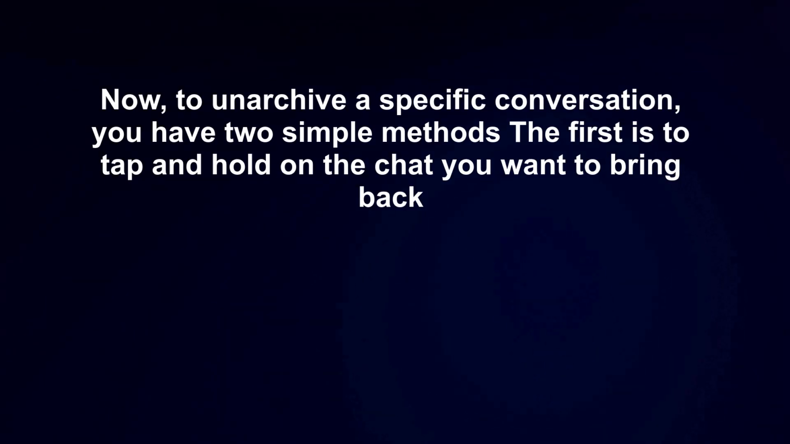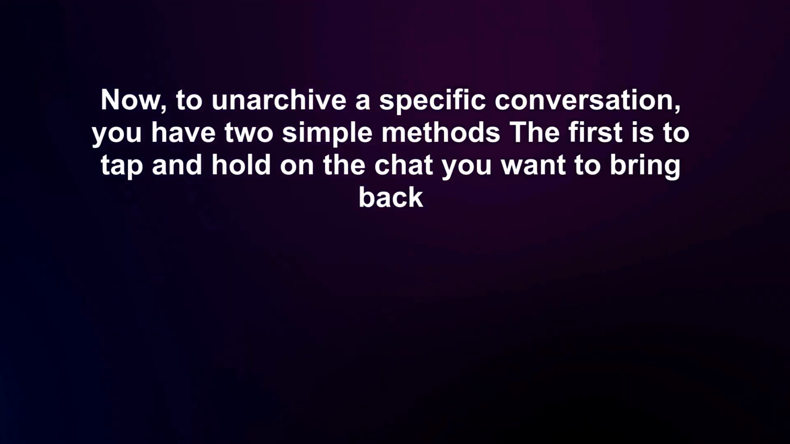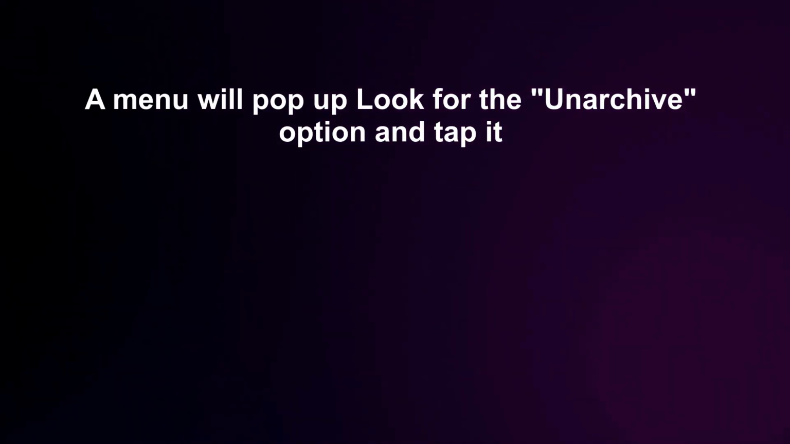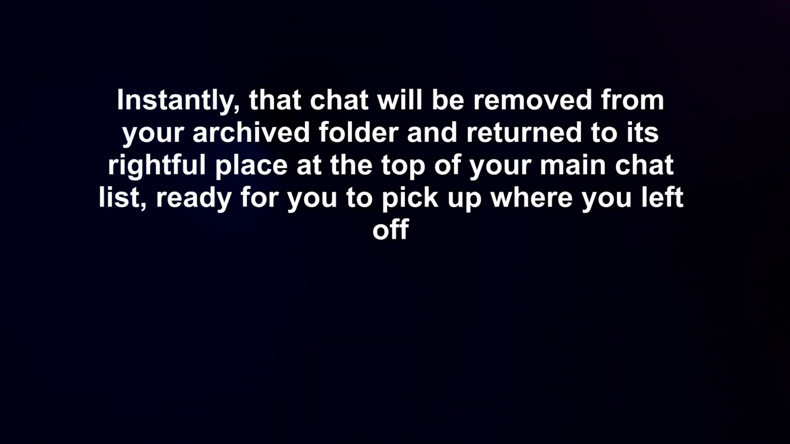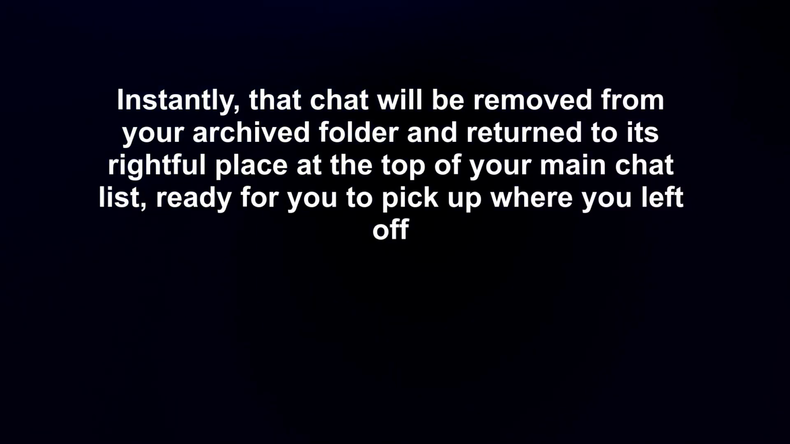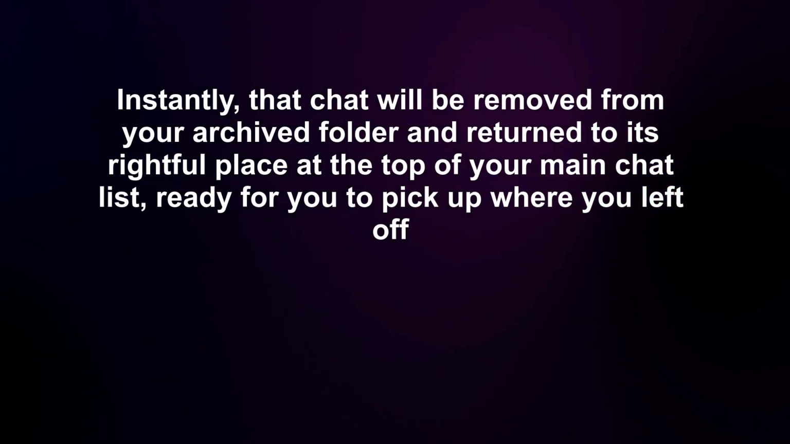Now, to unarchive a specific conversation, you have two simple methods. The first is to tap and hold on the chat you want to bring back. A menu will pop up. Look for the Unarchive option and tap it. Instantly, that chat will be removed from your archive folder and returned to its rightful place at the top of your main chat list, ready for you to pick up where you left off.